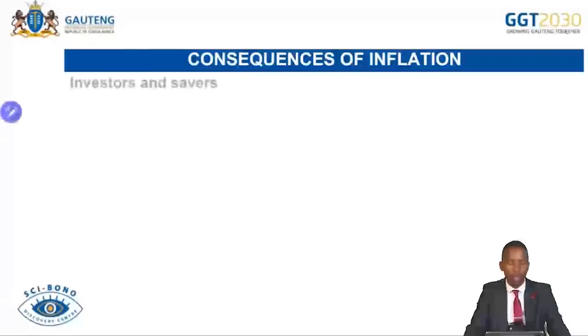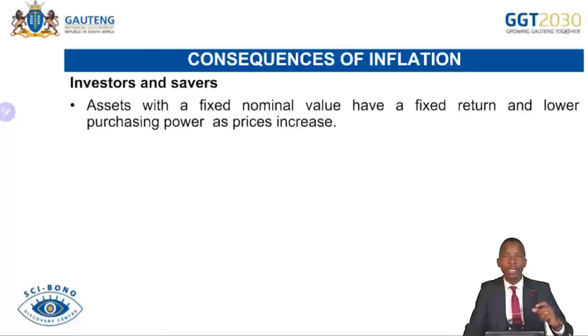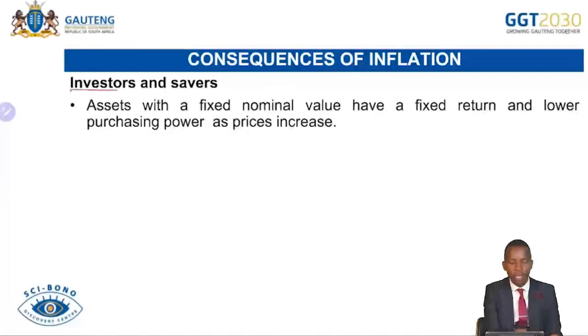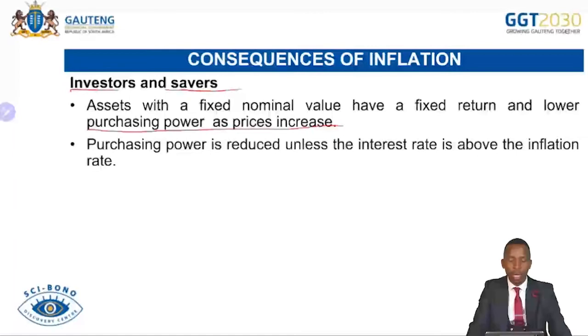We continue with the consequences. Investors and savers. So we know that some people are investing in fixed assets, while some are not. So there is a difference between investors and savers. Some people will be gaining, some will be losing. Assets with fixed nominal value have a fixed return and lower purchasing power as prices increase. So those fixed assets that do not change will always be affected negatively as inflation increases. Purchasing power is reduced unless the interest rate is above the inflation rate.